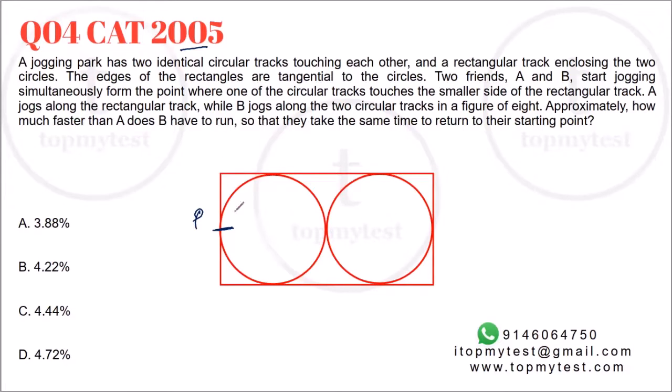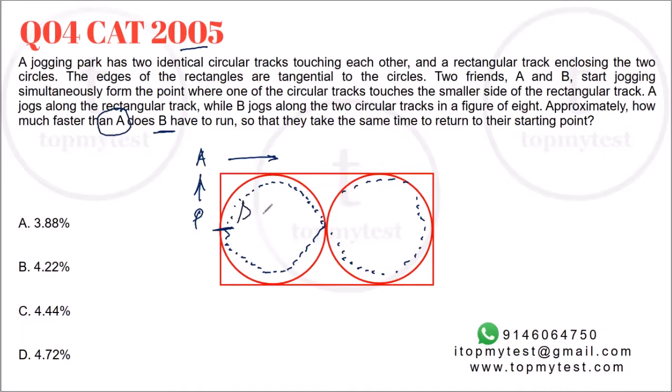A jogs along the rectangular track. So A goes along the rectangular track, while B jogs along the 2 circles in the figure of 8. So B will go like this, like a figure of 8. The question is approximately how much faster than A does B run so that they take the same time to return to their starting point. So this is B's path.